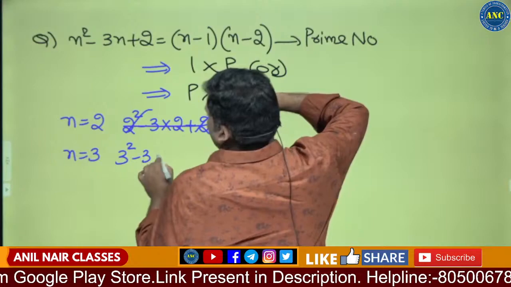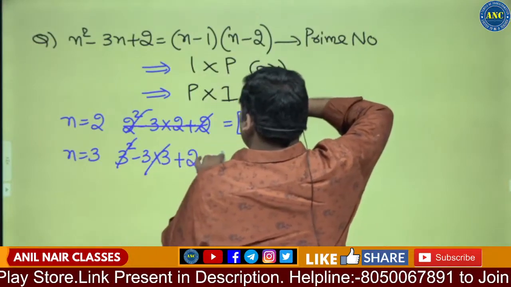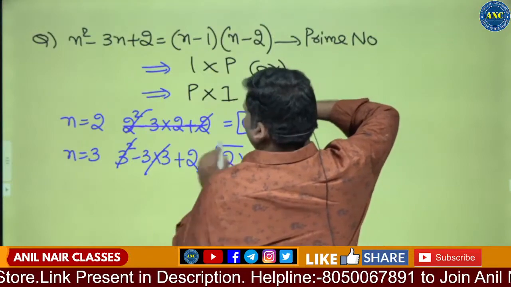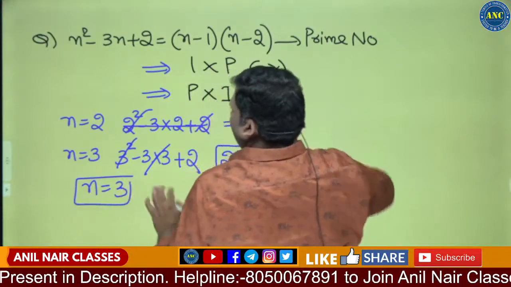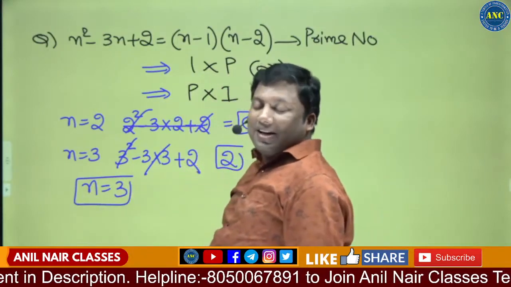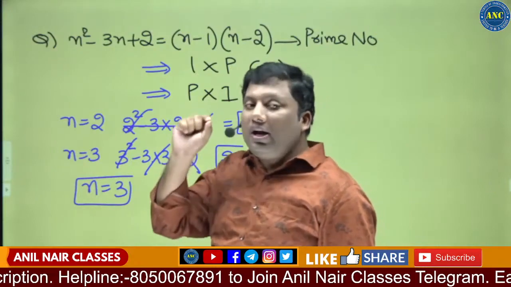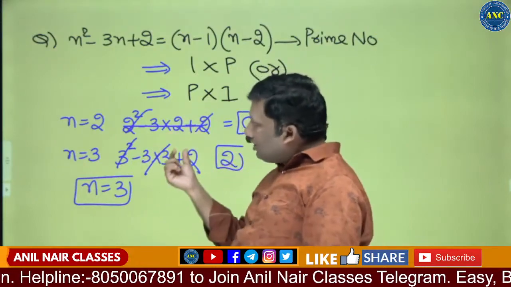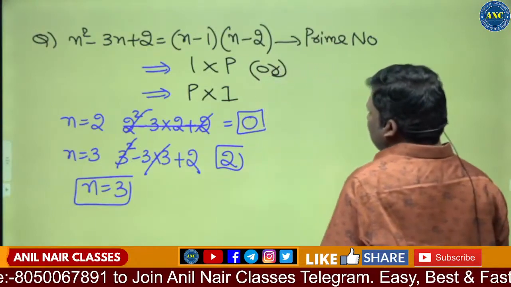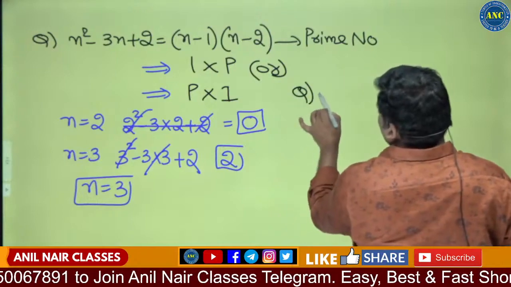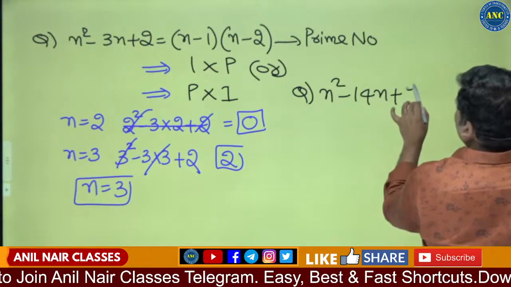3 square minus 3 into 3 plus 2: 9 minus 9 cancels, and 2 is a prime number. So for which value of n is this expression becoming a prime number? n equals 3. Any prime number is a number which has only two distinct factors. What are the two distinct factors? 1 and itself. Same question: n square minus 14n plus 24.